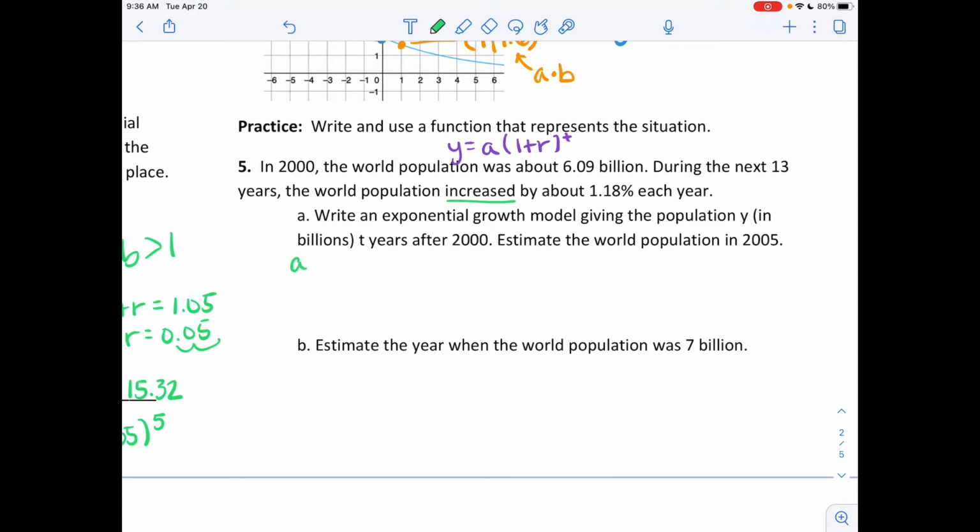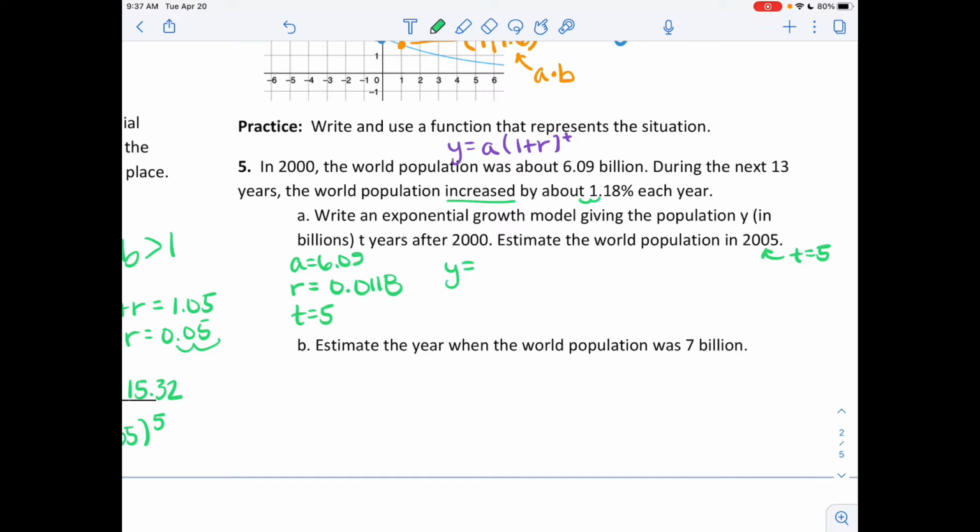My a value is going to be the 6.09, remember that's in billions. R is going to be 1.18, or moving the decimal 2 places, 0.0118 as a decimal. And we will eventually plug in a t of 5 years. But first we want to go ahead and write the generic model and then estimate with a t value of 5. So 2005 would be 5 years after 2000.